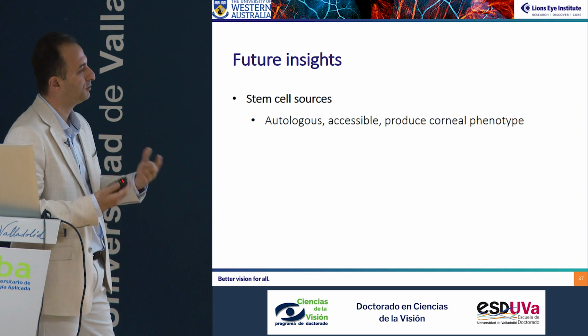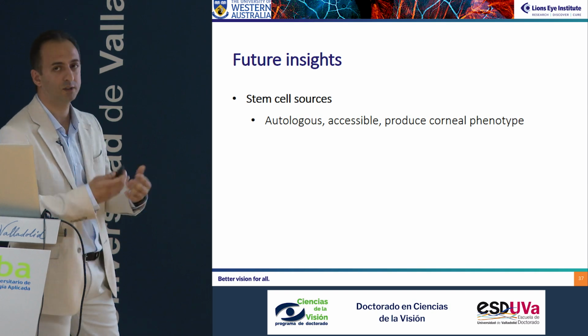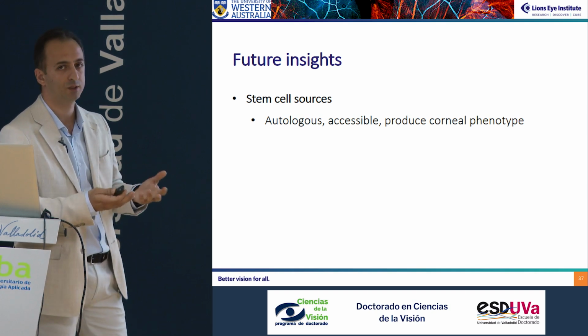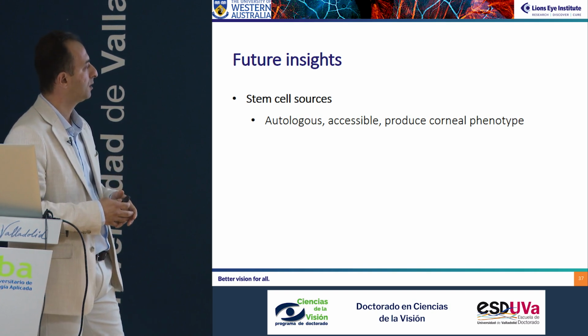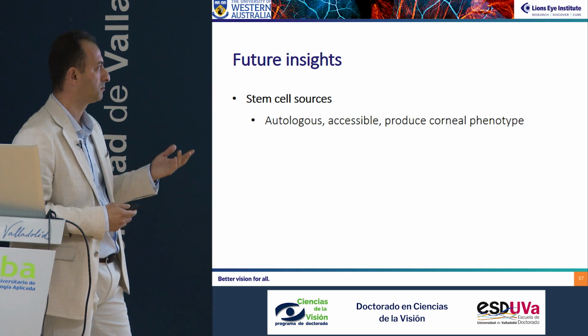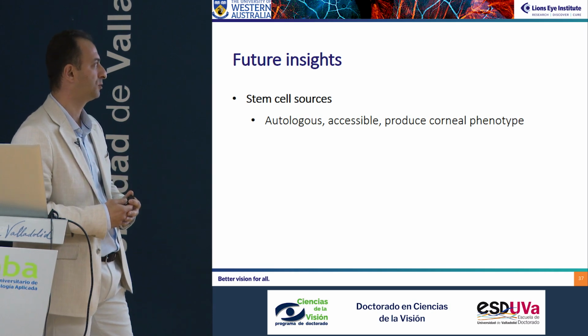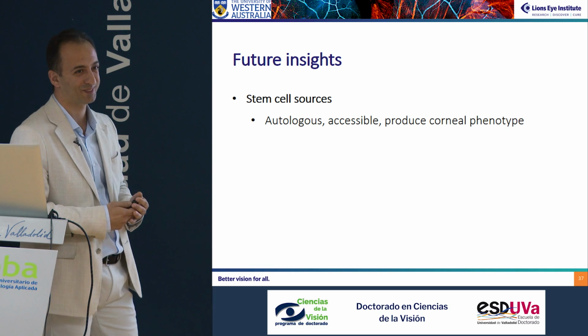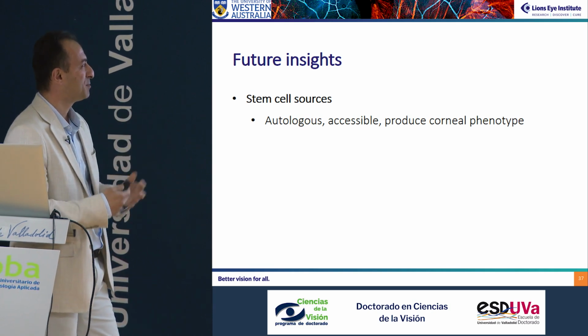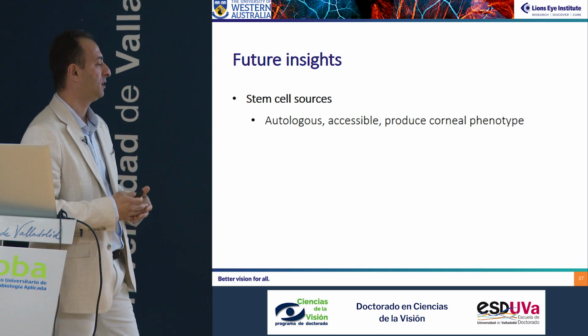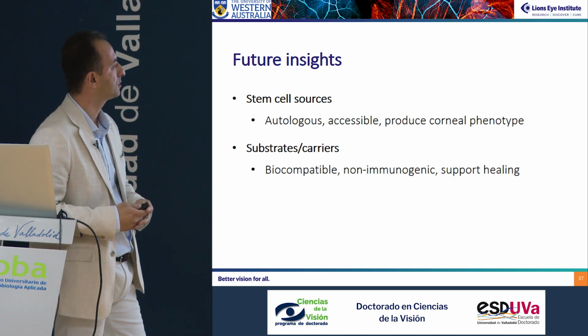So for future treatments, we need other stem cell sources, because if it's bilateral, we don't have limbal stem cells. We need new stem cell sources that are preferably autologous. I know Marga is not a fan of autologous stem cells. They must be accessible, and they have to be able to produce corneal phenotype.